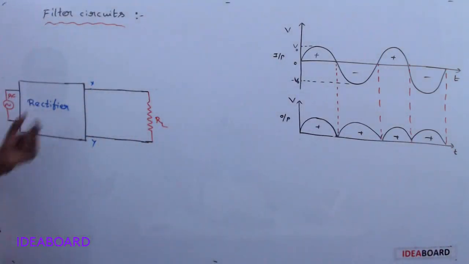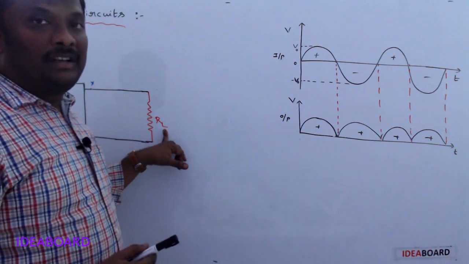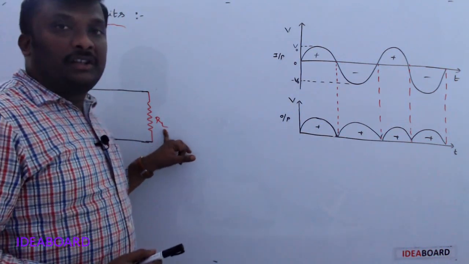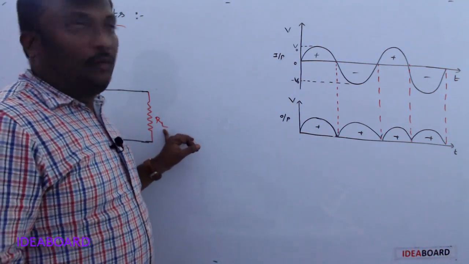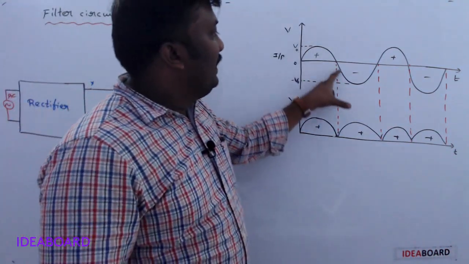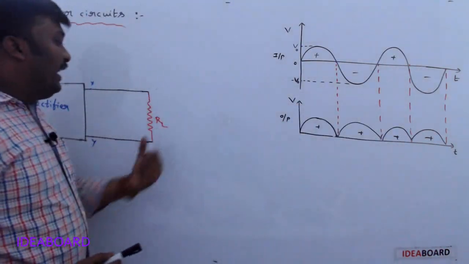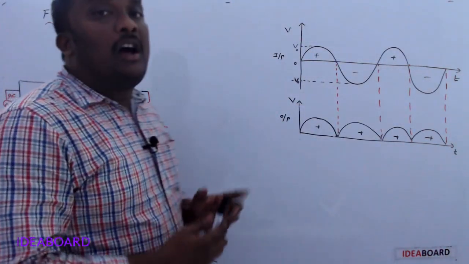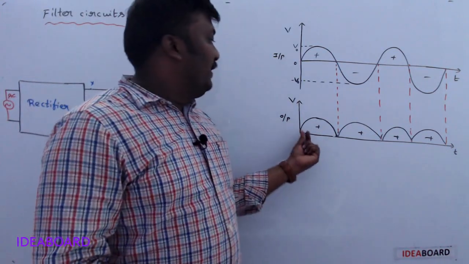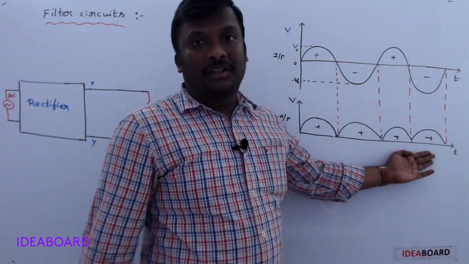In the rectifier circuit, the primary circuit is connected to one AC source. In the secondary circuit, we have one load resistor. Across the load resistor, we can get the output. The input is AC, in a sinusoidal form. Across the load resistor, the output for the full wave rectifier is in this form, as we discussed in the previous section.